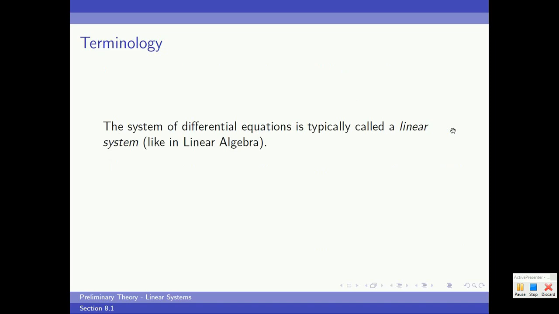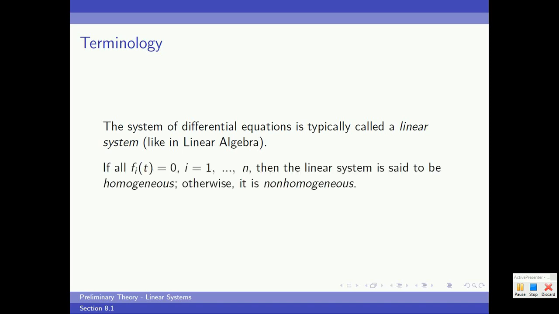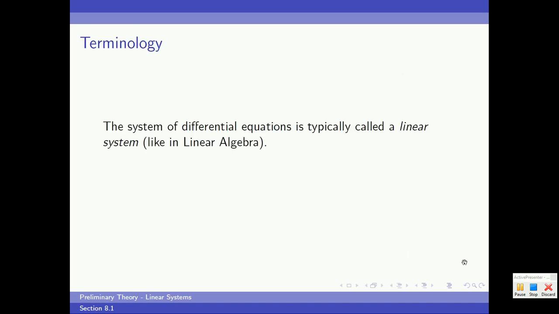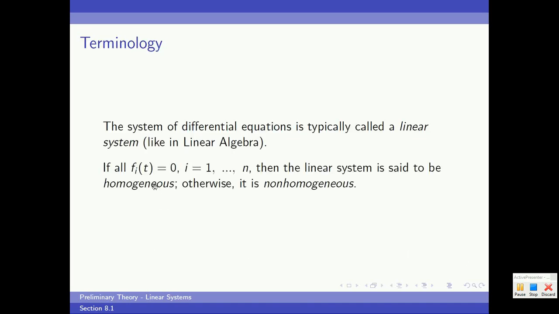So a system of differential equations is typically called a linear system, just like in linear algebra you had a linear system of equations. And just what I said previously was that if all the f_i are equal to 0, so in every single equation here, if each one of these is equal to 0, then it's called a homogeneous system. If even one of them is non-zero, then it's called a non-homogeneous system.